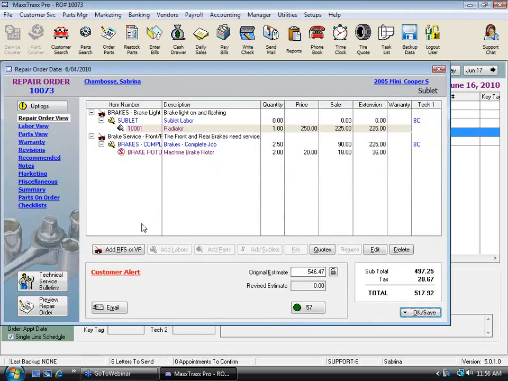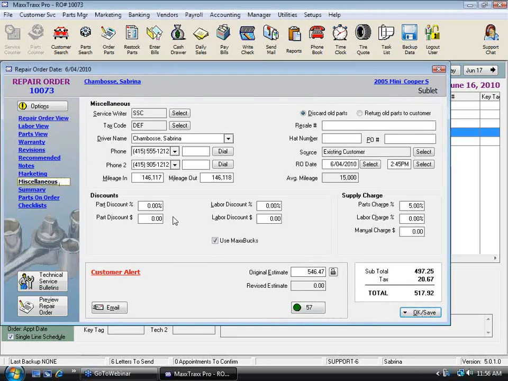So I'm going to hit cancel. I'm going to go back under miscellaneous and put that in. Let's make it all under labor. So we're at 57% right now. Let's see what it does to us. It bumps us down to 55%.